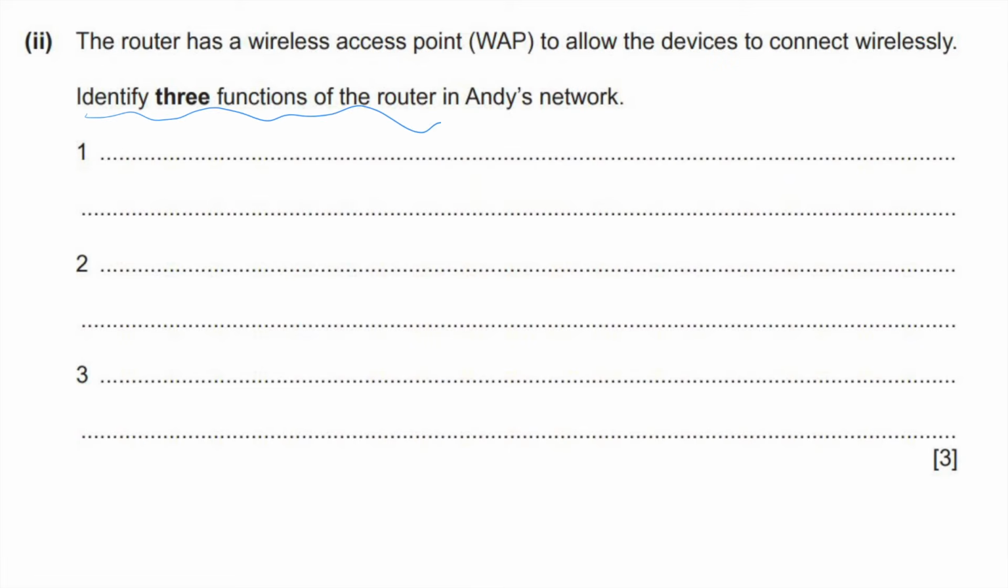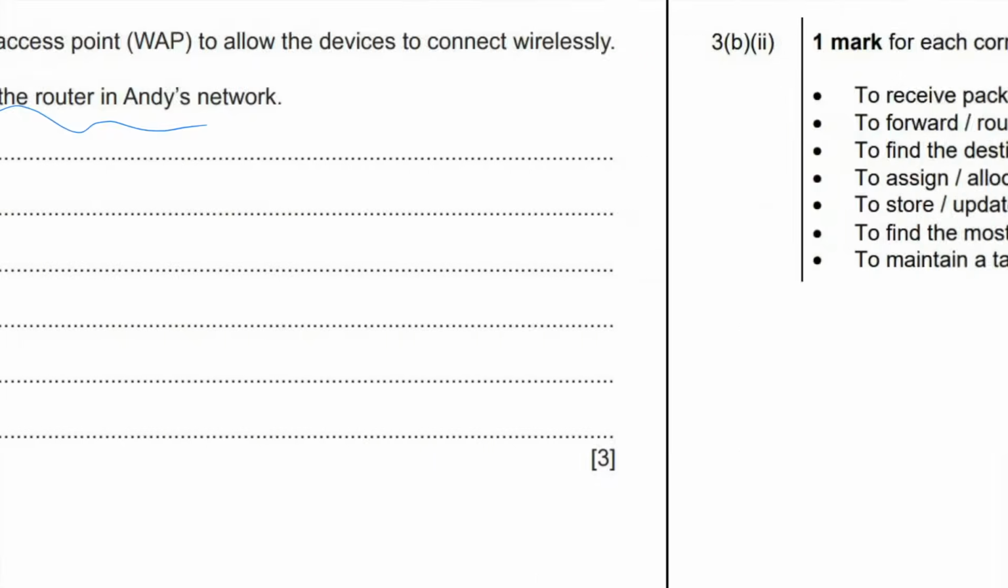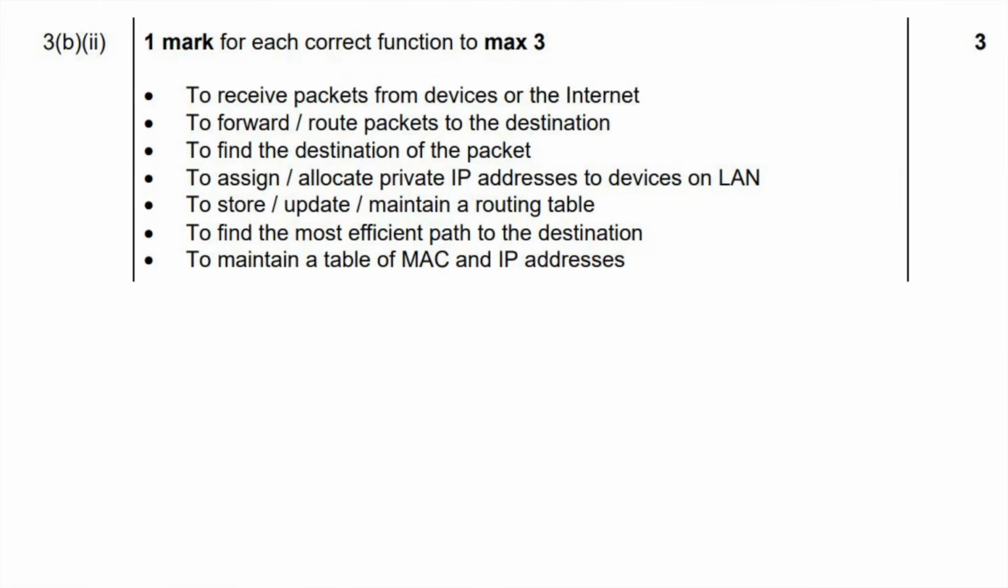Identify 3 functions of the router in Andy's network. So again, it's pretty much the same thing, even though we are talking about a wireless access point. The only difference the wireless access point makes is that it indicates that we can connect our devices to that router using a wireless network or wireless transmission.